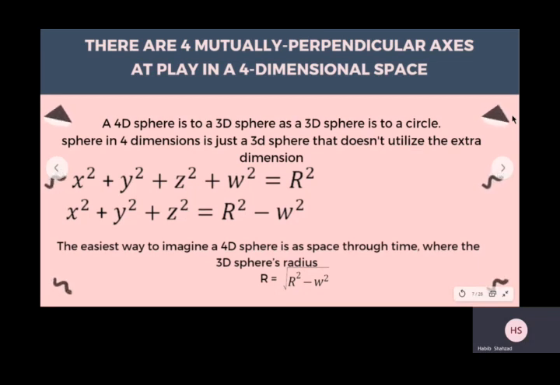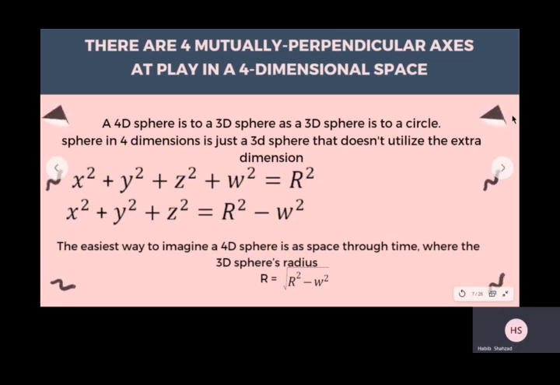A 4D sphere can be thought of as a set of points such that x squared plus y squared plus z squared plus w squared equals r squared. Here w is an additional coordinate. The easiest way to imagine a 4D sphere is as space to time, where the 3D sphere's radius equals the square root of r squared minus w squared.